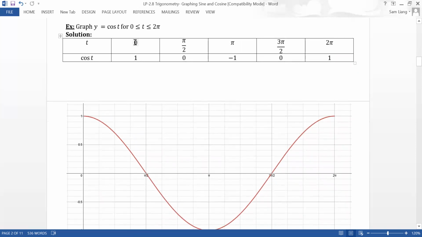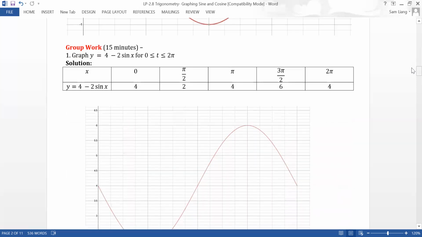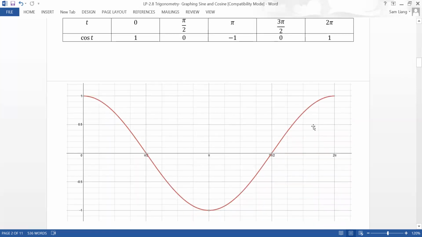All right, so next we have cosine t. Same t values, 0 to 2 pi. We know that cosine of 0 is 1, cosine of pi over 2, or 90 degrees, is 0. Then we have -1, then 0, then 1. So it'll be 0, 1, then pi over 2, 0, then pi, -1, then 3 pi over 2, 0, and then 2 pi, 1. And this is what cosine looks like.